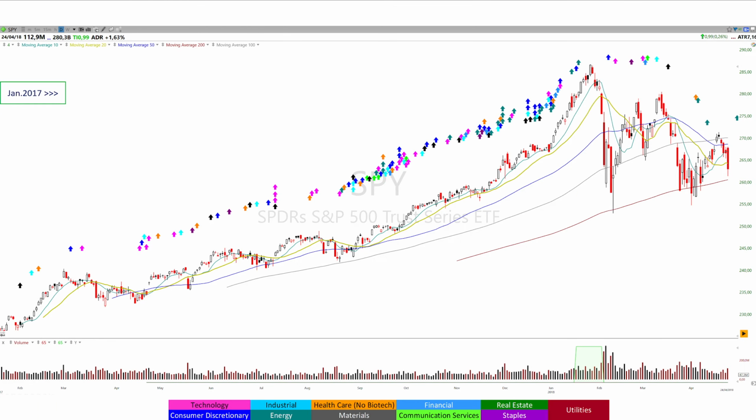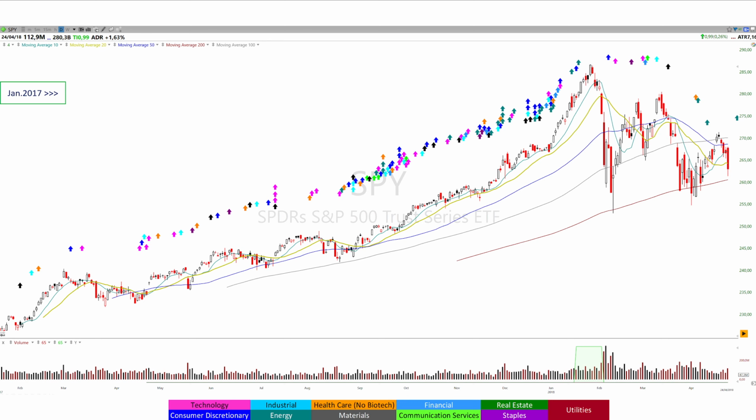Here is an example of a Breakouts Map. In this case, it's 2017. And this is what I actually did. I took the SPY ETF chart, and on it, I added for every breakout an arrow on the day when the breakout happened. There is also a color coding to it based on the sector where the breakout is coming from.